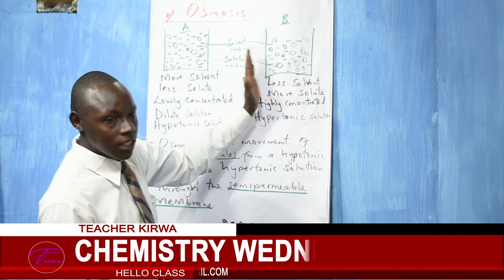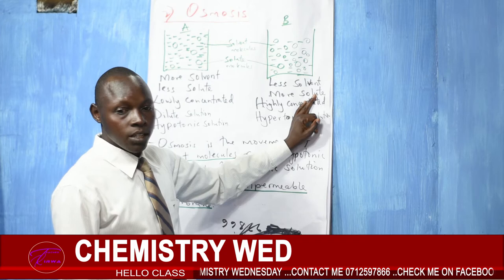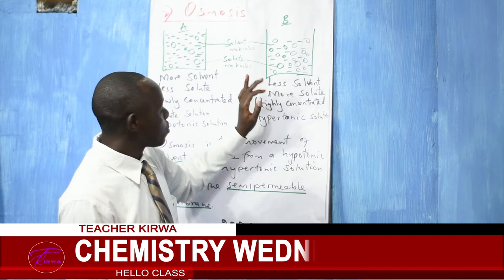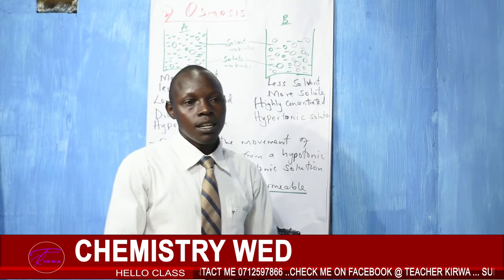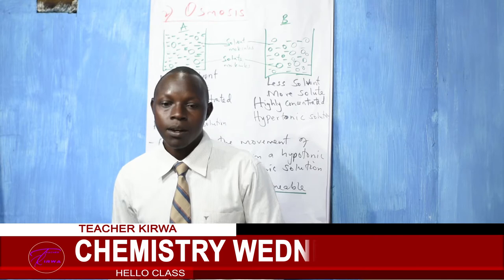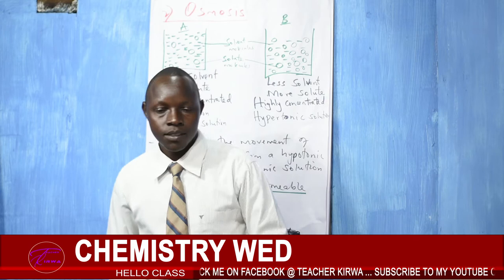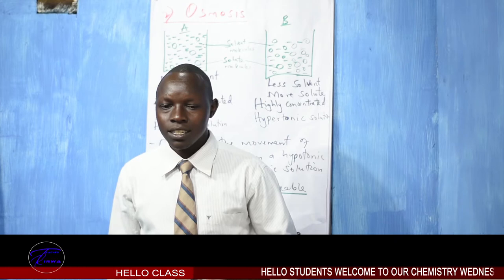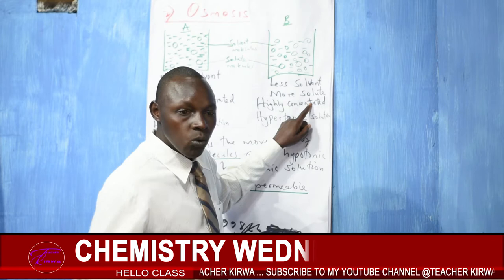On the other side, a solution that has more solute molecules than solvent molecules. Solute molecules, we said, are solid. Any solid molecule is a solute. So any solution that has more solute molecules. An example of this is you take a cup of tea, okay? You take a cup of tea, and then let's say 1 cup. And if you add an equal amount of sugar, a cup of tea, add an equal amount of sugar, the same cup, how will it taste? You will tend to say it is concentrated. So that means it is highly concentrated. With what? With sugar. Okay?